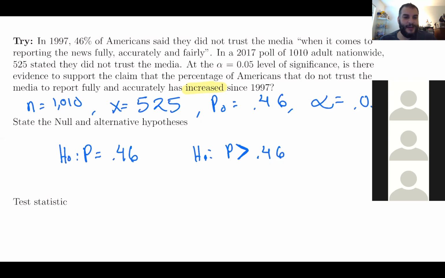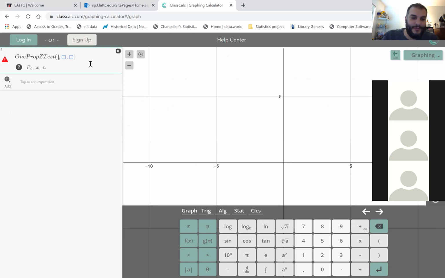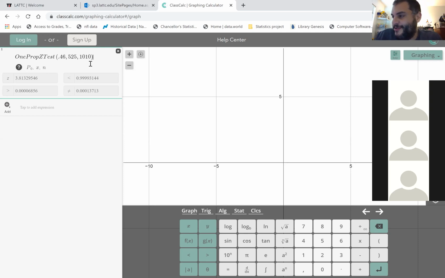So in ClassCalc, let me go ahead and share my screen. What I'm gonna do is erase all of this and just re-enter the information. So we'll do 0.46. X is 525. And you enter N, which is 1010. Cool, good job. So you should have gotten the test statistic Z equal to 3.81.